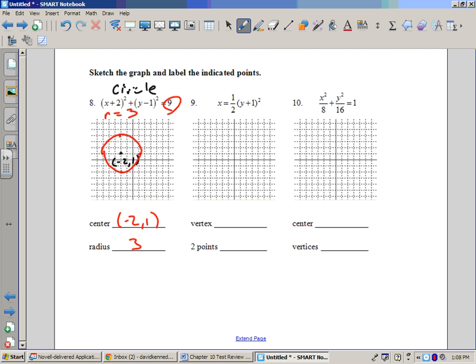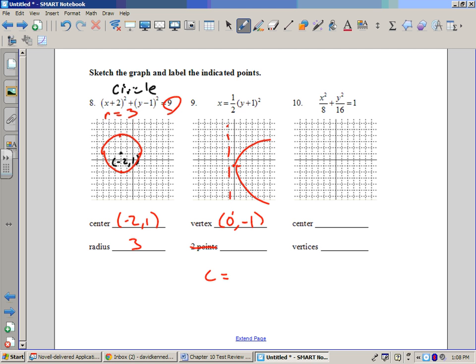The second figure is a parabola. This parabola is going to open to the right, and the vertex is going to be at 0, -1. So there's my vertex at 0, -1. I'm opening to the right. I could pick a value for x, but what I really want to know is, where is the focus and where is the directrix?